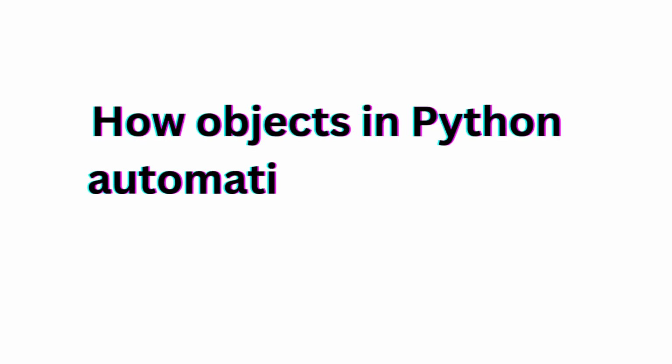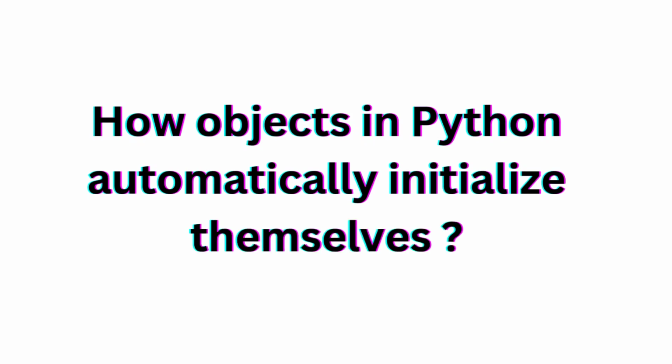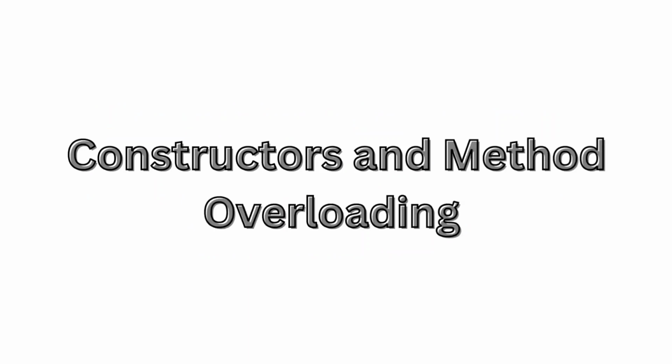Do you know how objects in Python automatically initialize themselves or how one function can do multiple tasks at once? That's the magic of constructor and method overloading in object-oriented programming. In this video, we will break these two powerful concepts down step by step, so by the end, you will be able to create flexible and smart Python programs easily.